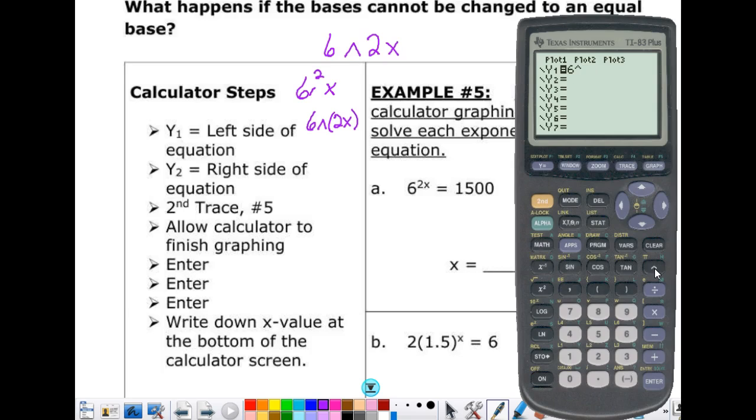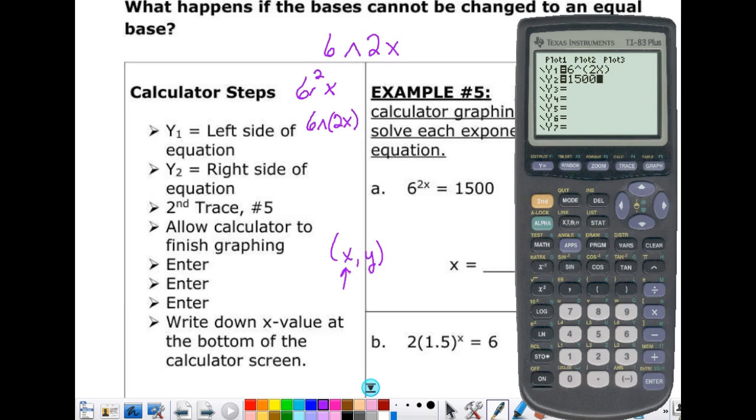The caret's underneath the clear key. Your parentheses are above the 8 and the 9 keys. 2x. And then close your parentheses. Okay, then do a 1500. So we're trying to see where they're crossing. Where they cross is going to make a point. It's going to be a point, and a point has an x and a y. And we want the x value of that point where they're crossing.